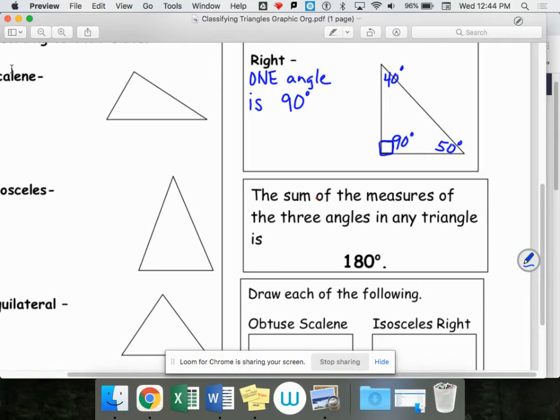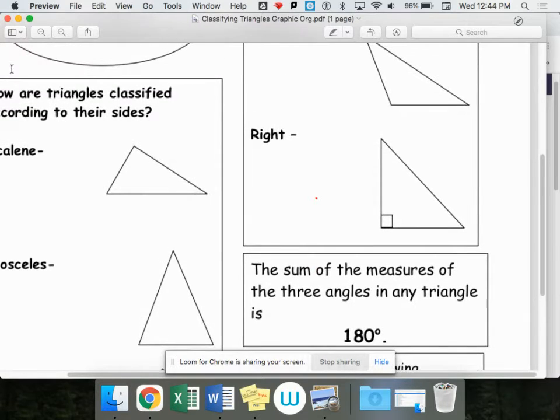Now, there's one other kind that is not on this graphic organizer that I just want to talk about for a minute. And it's called equiangular. And I'm just going to draw it in some space over here. So it's called equiangular. Equal angles, okay? So an equiangular triangle is going to look something like this. All the sides are going to be the same length, and all of the angles are going to be exactly 60 degrees. Okay, all 3 have to be 60.